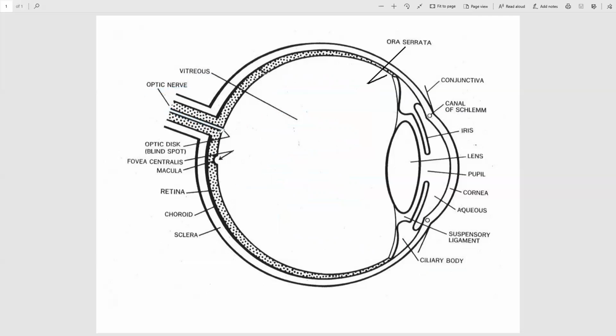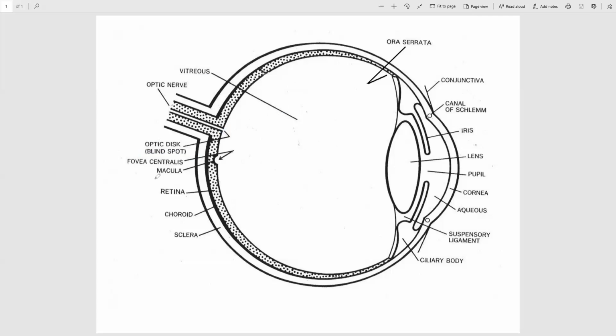Then we have the optic disc, which is located right here. The optic disc is the head of the optic nerve where ganglion cell axons exit the eye. There are no photoreceptors at the optic disc. This is an anatomical blind spot of the eye.